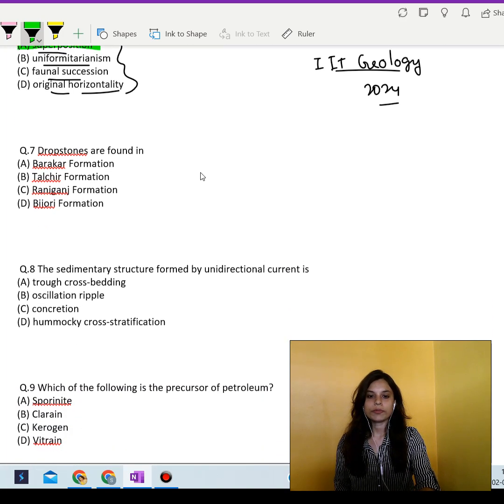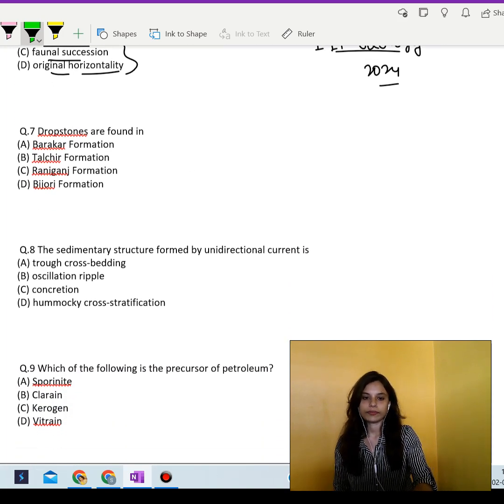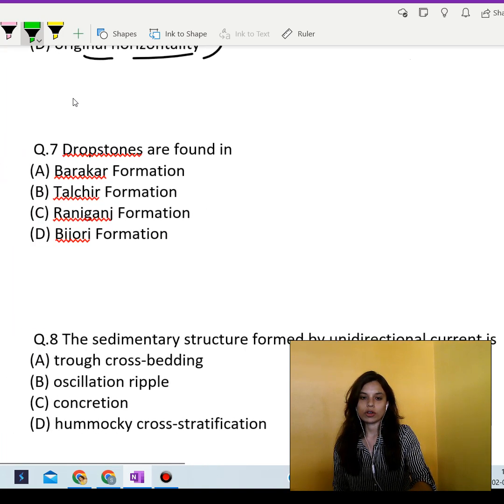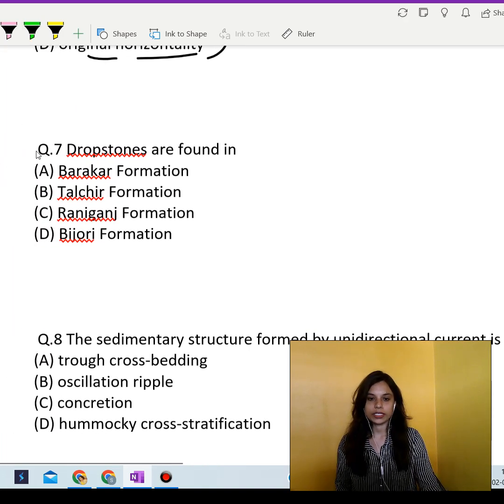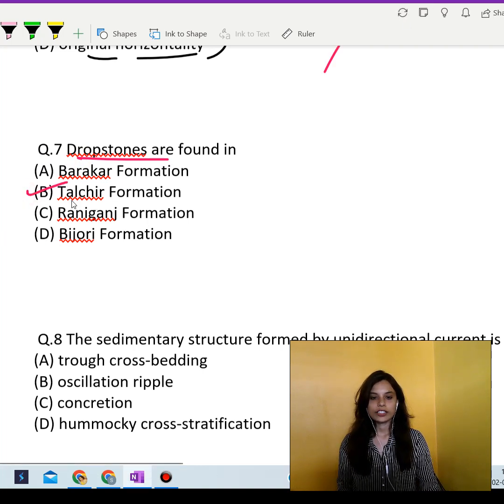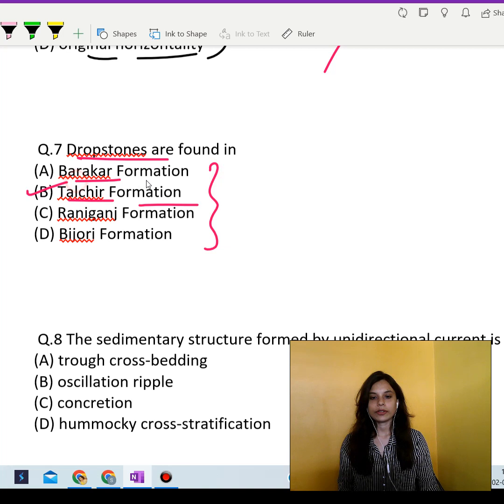Next question. Drop stones are found where? We are given 4 options. Drop stones are found in which place? Your correct answer would be Talchir Formation. There you get the drop stones. But of course, we are going to discuss all these options, starting with the Barakar Formation. Barakar Formation is also a part of the Gondwana supergroup in India. This is known for its fluvial and deltaic deposits and does not contain drop stones.